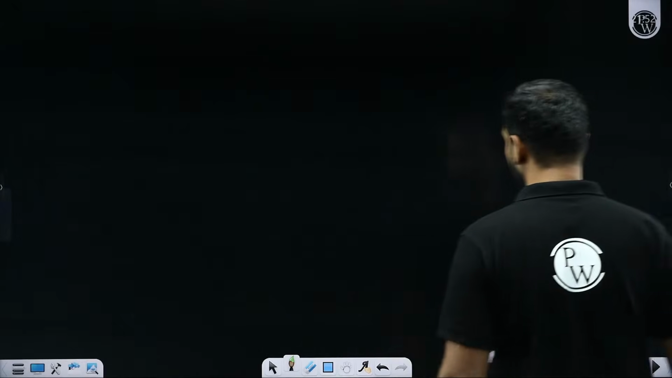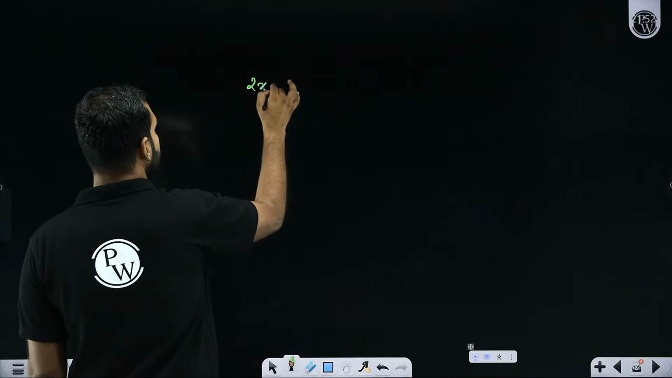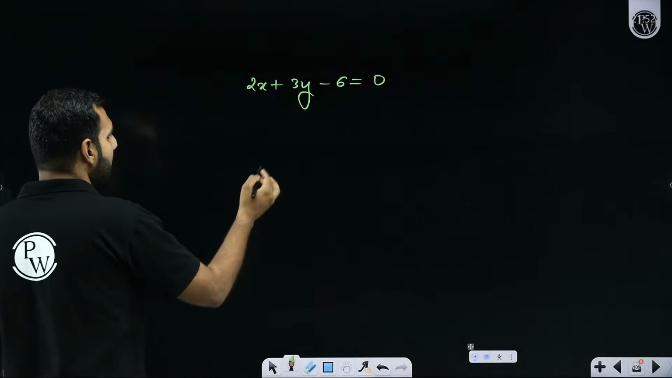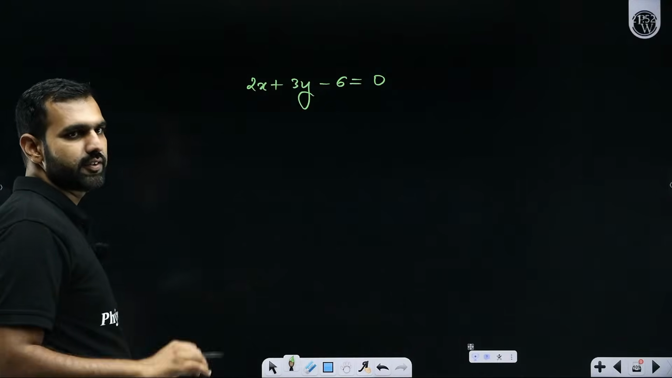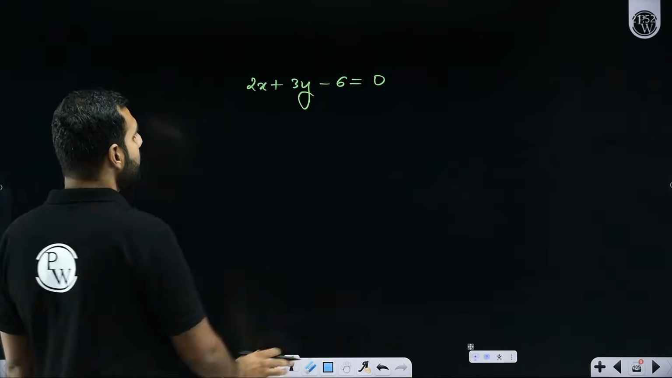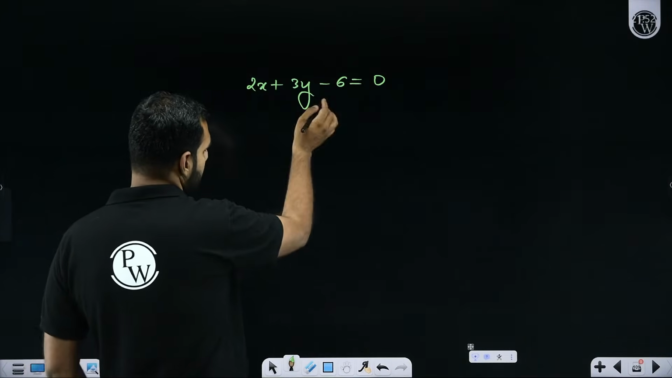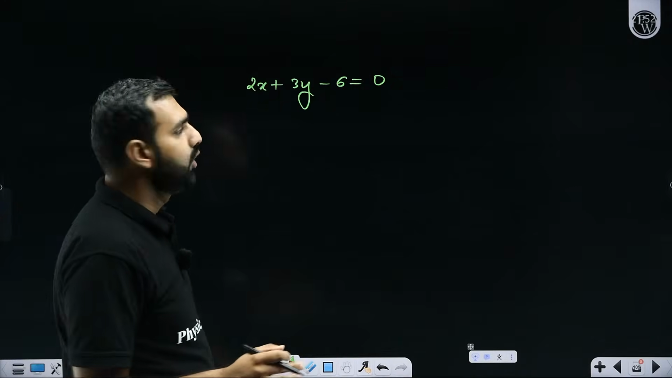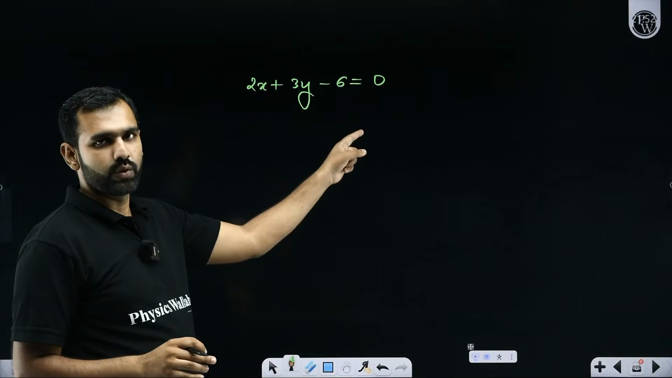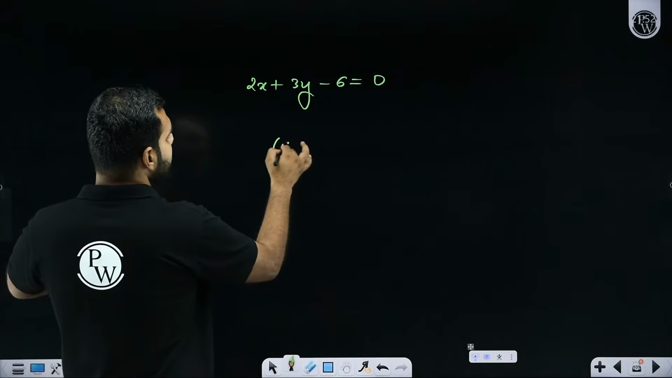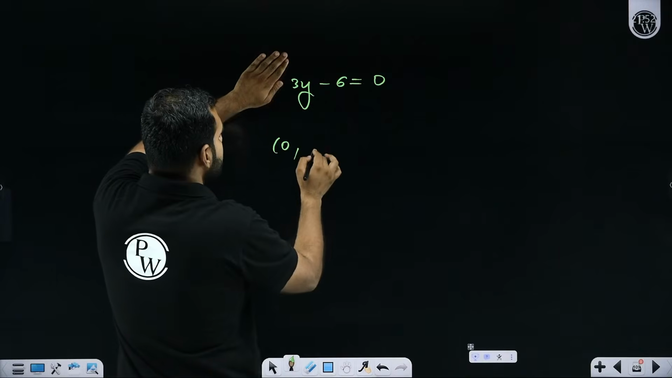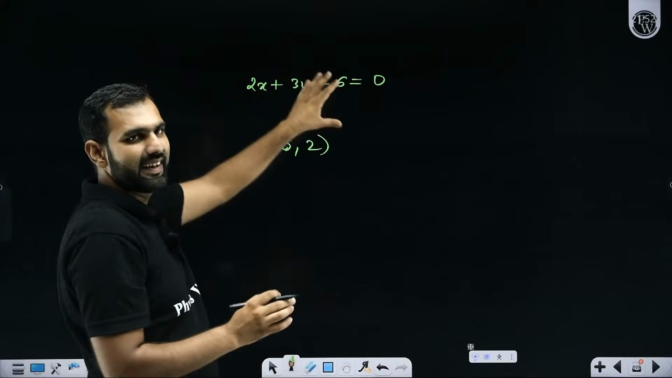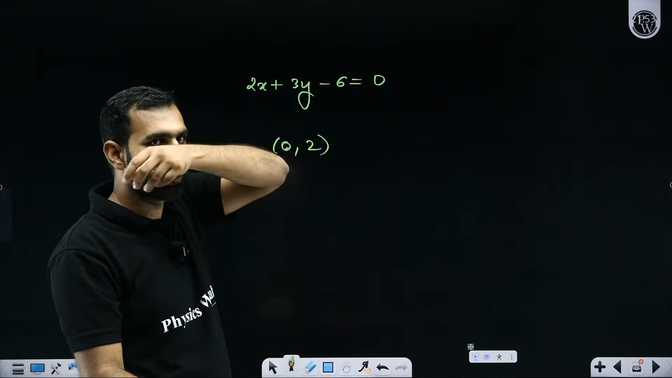With this, there is one more interesting thing. Let's say there is a straight line, 2x plus 3y minus 6 is equal to 0. And this line is intersecting the x-axis and y-axis at 2 points. What are those points? If I want to find the point where this line intersects the y-axis, that point will have x coordinate 0. So if I put x as 0, 3y is equal to 6. So y will be 6 by 3, that's 2. So the point where this line will intersect the y-axis will be 0, 2.